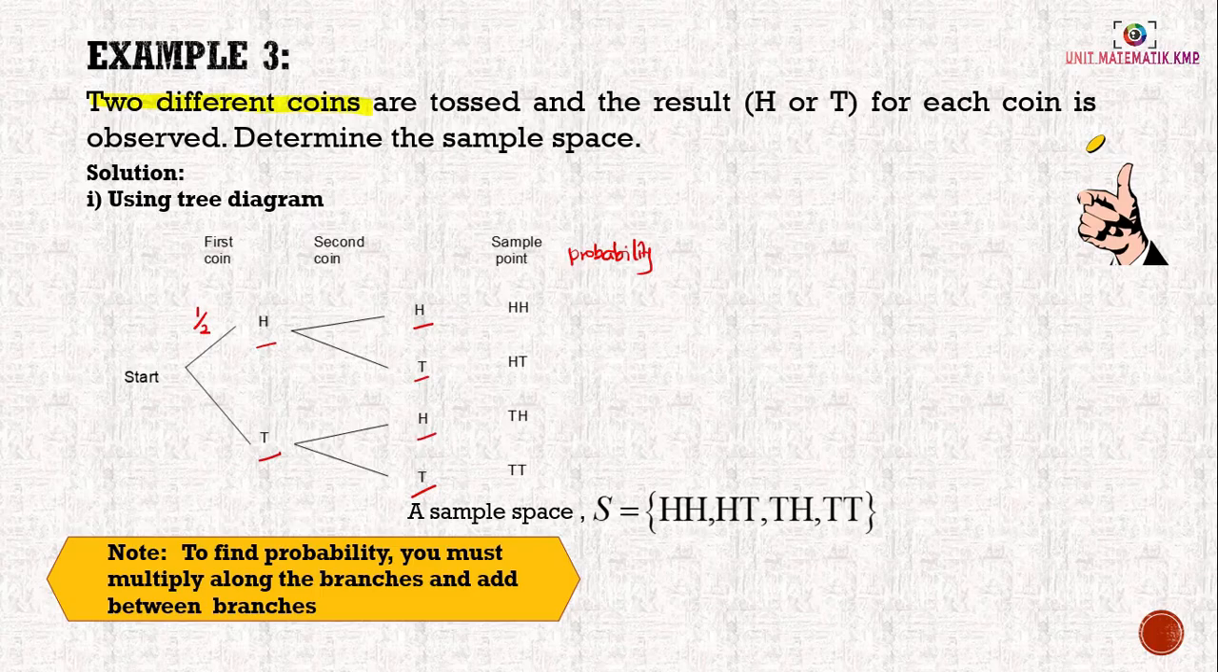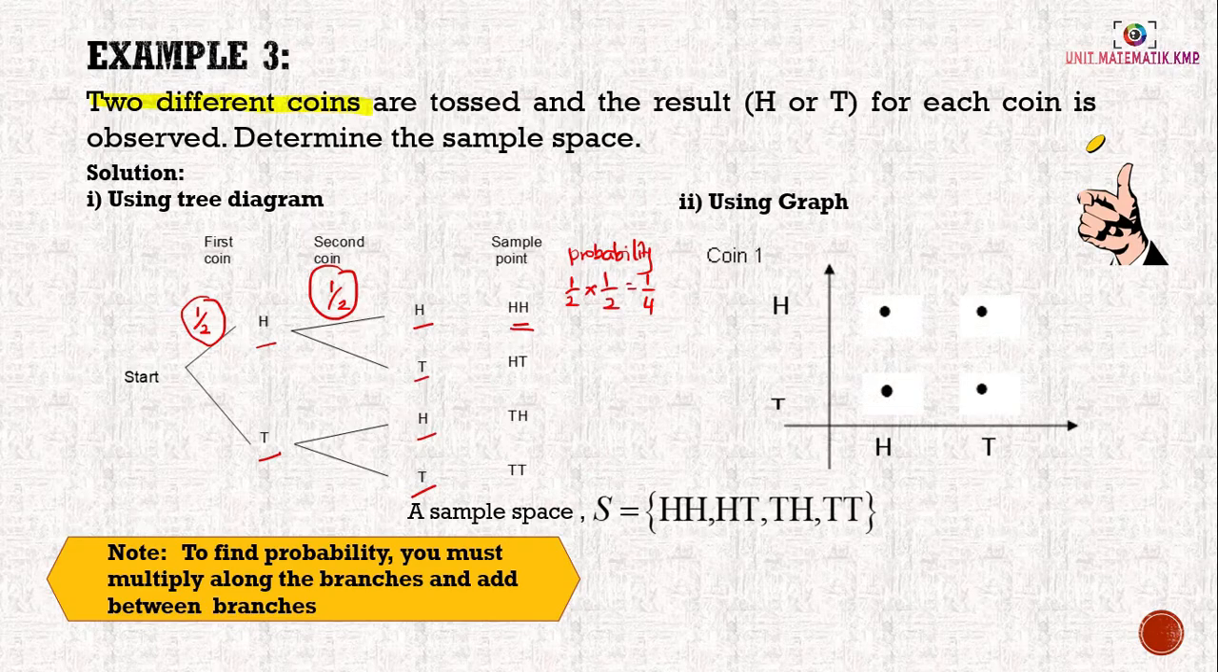Okay, note here, to find the probability, you must multiply along the branch and add between branch. So nanti kita akan belajar how to find the probability for the tree diagram. So untuk this one, maksud dia you must multiply along the branch adalah, okay, untuk dapatkan HH, kita akan darab probability 1/2 dan juga sini pun 1/2. So means that 1/2 times 1/2, and we can get 1/4. Okay. So kita akan belajar ni kemudian.